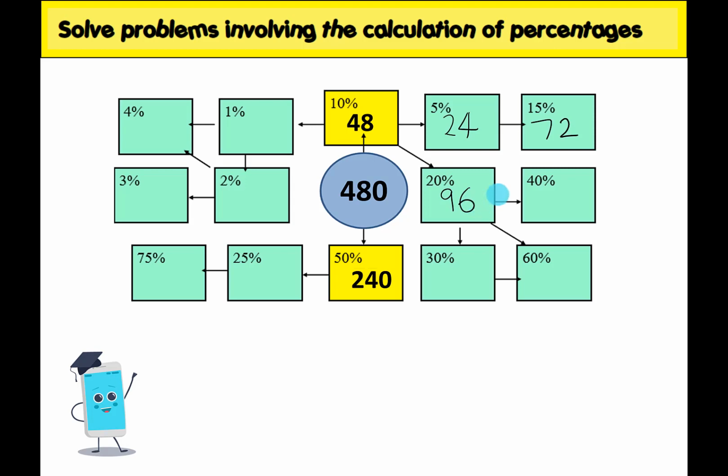So now I can see that from my 20% I've got some different links. Let's look at my 30% here. How can I use the clues I already have to find 30%? There's a few things. I could double my 15% because double 15 is 30, or I could add my 10% and my 20%. If you can't do it mentally, then add it up using a written method. 8 plus 6 is 14, 4 and 9 is 13, and the 1 is 14.